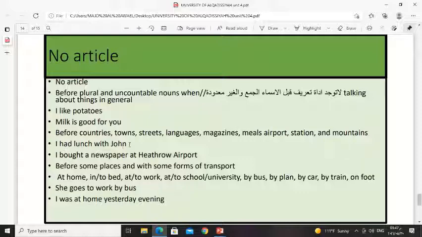I had lunch with John. Not the lunch, because this is a meal. Or I had dinner with John yesterday. I bought a newspaper at Heathrow Airport.